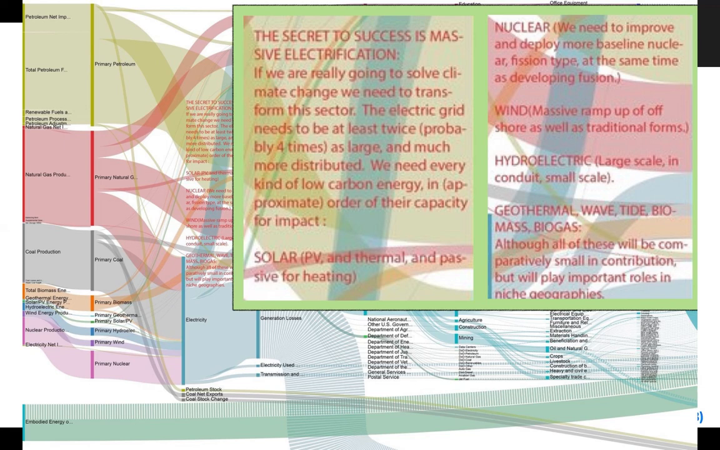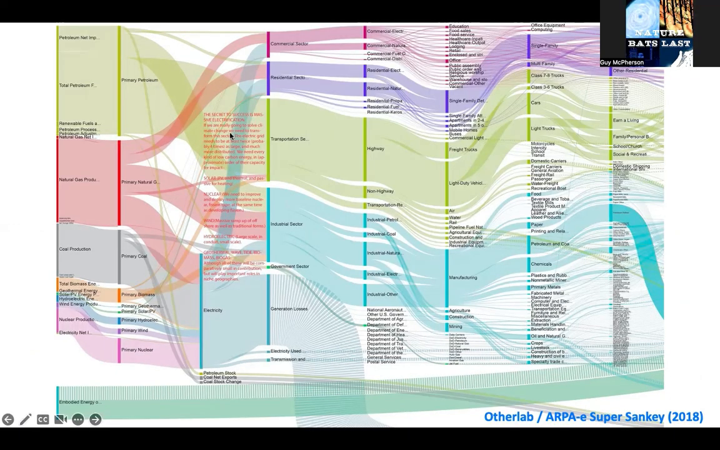Wind, massive ramp up of offshore as well as onshore traditional wind. Hydroelectric, large scale, in conduit and small scale. Geothermal, wave, tide, biomass, biogas. Although all of these will be comparatively small in contribution, they will play an important role in niche geographies. Guy, the answer is clear. You just have to read the fine print in red here. The secret to success, massive electrification.